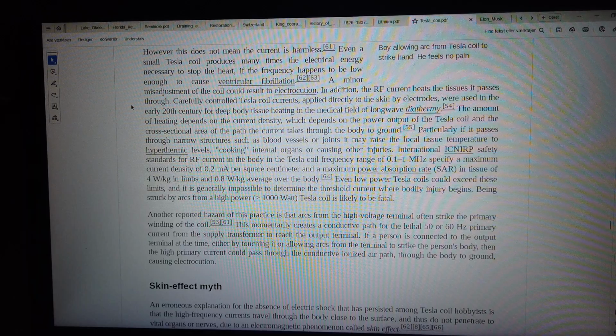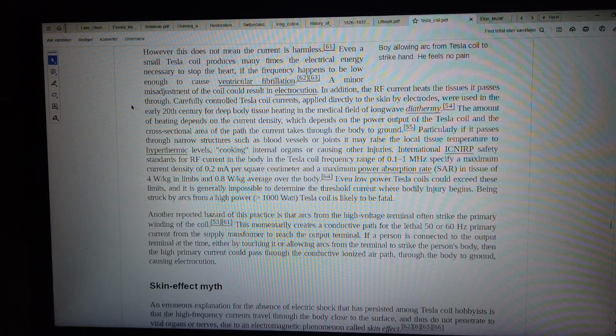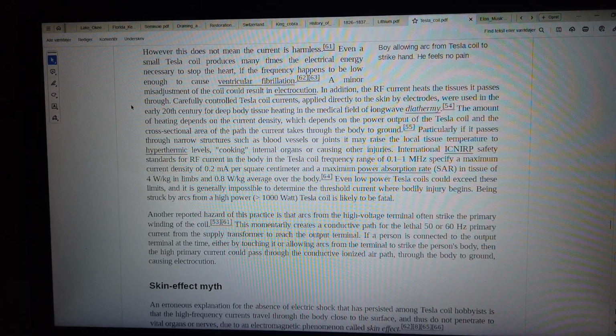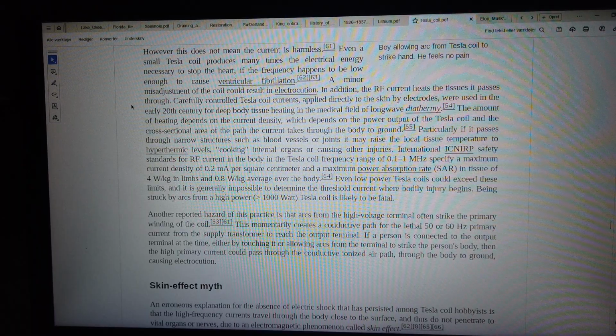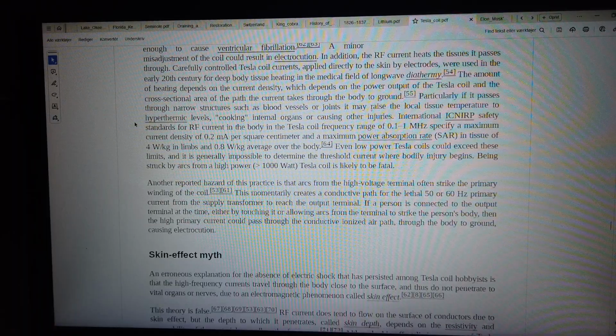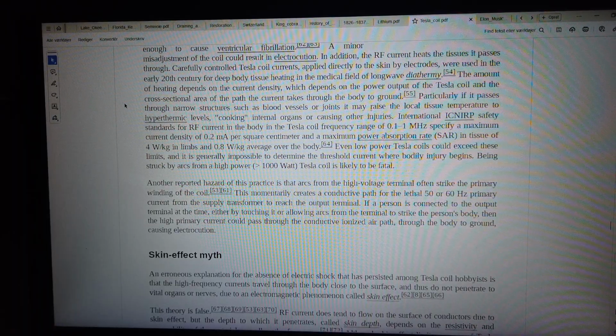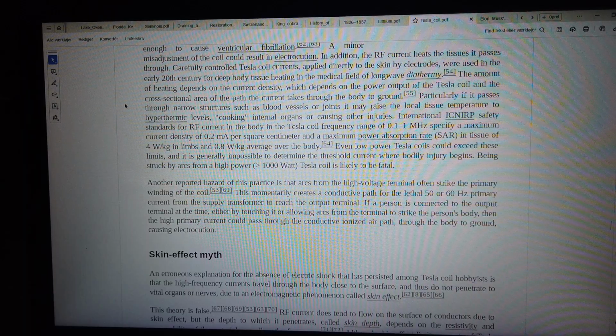Carefully controlled Tesla coil currents, applied directly to the skin by electrodes, were used in the early 20th century for deep body tissue heating in the medical field of long-wave diathermy. The amount of heating depends on the current density, which depends on the power output of the Tesla coil and the cross-sectional area of the path the current takes through the body to ground. Particularly if it passes through narrow structures such as blood vessels or joints, it may raise the local tissue temperature to hyperthermic levels, cooking internal organs or causing other injuries.